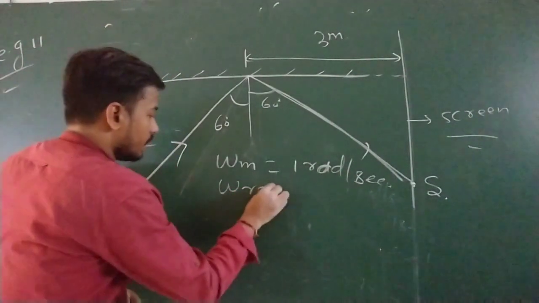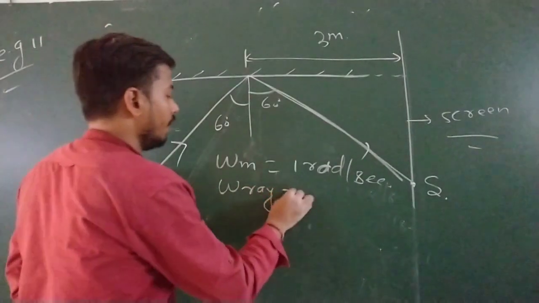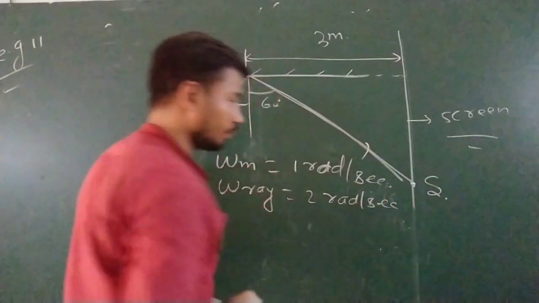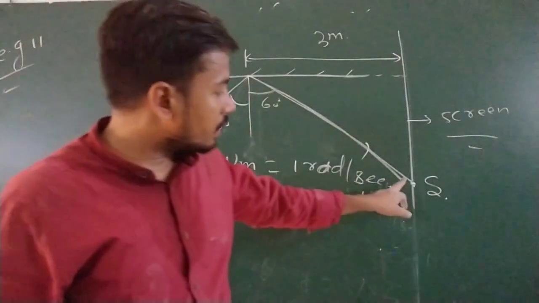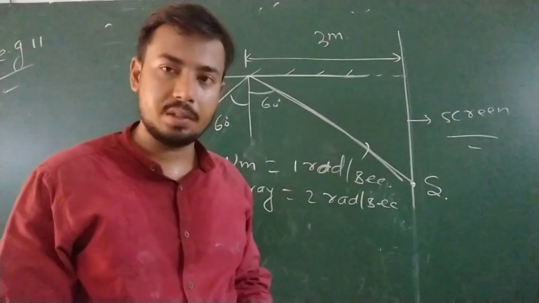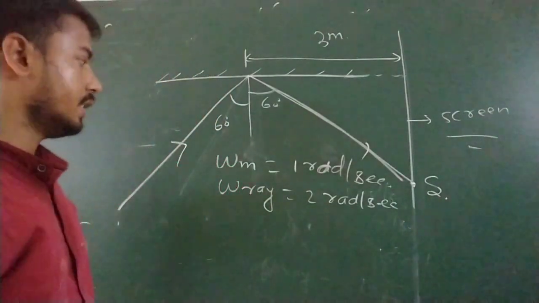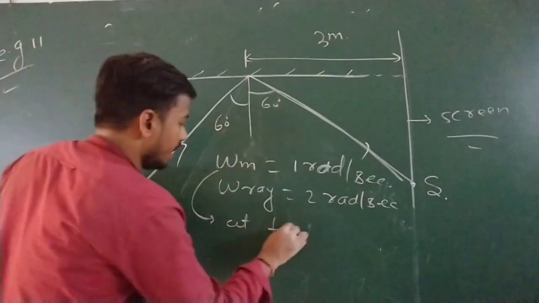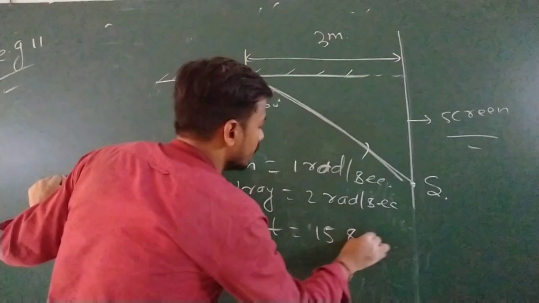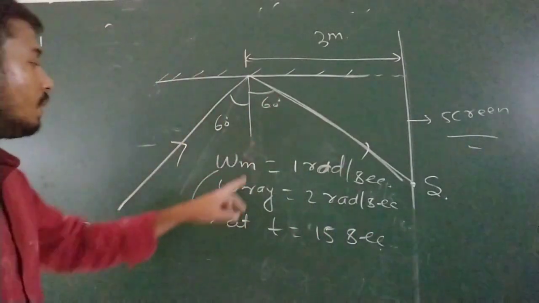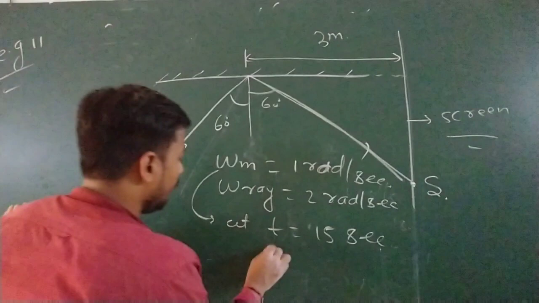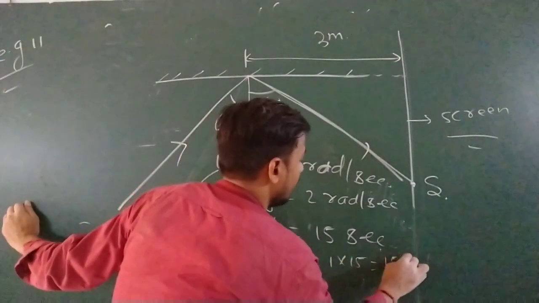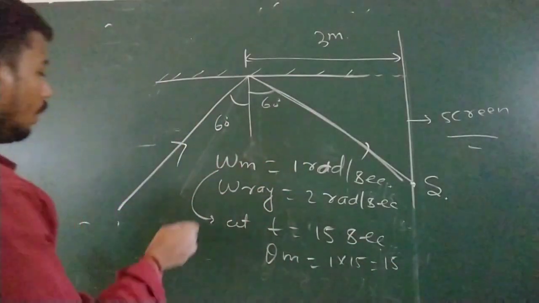In this case, we got it. Angular velocity of the ray becomes 2 times. So this becomes 2 radian per second. The question is, what will be the velocity of the spot after 15 seconds? After 15 seconds. So see, at t equal to 15 seconds, how much angle will it rotate? So theta of mirror becomes 1 into 15, it means 15 radian.